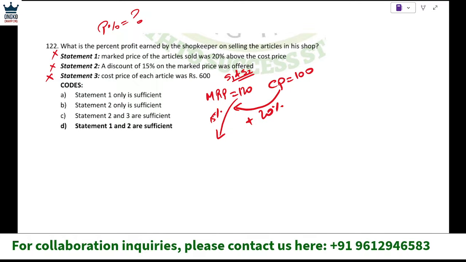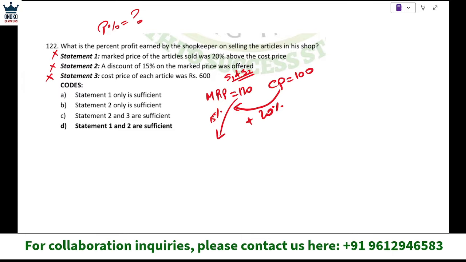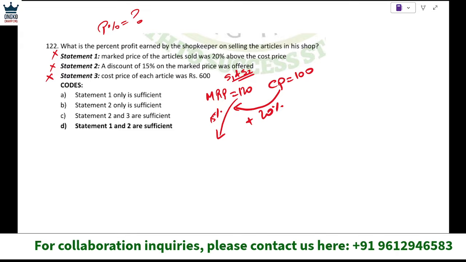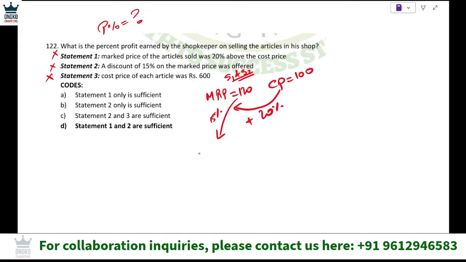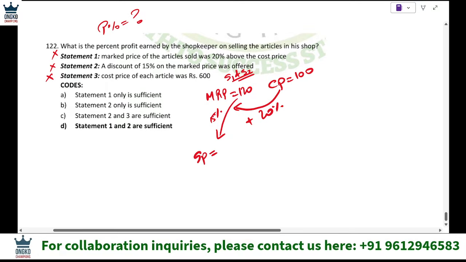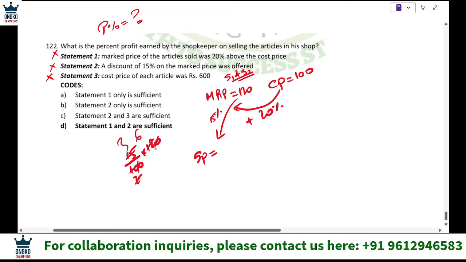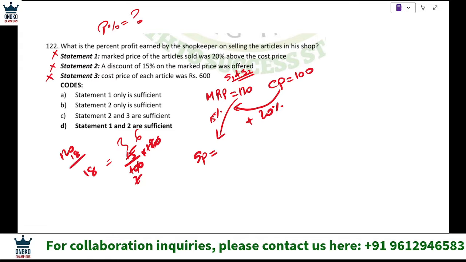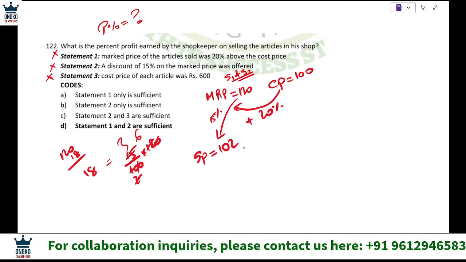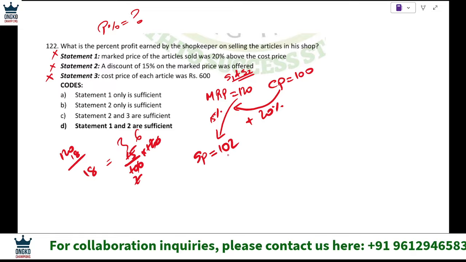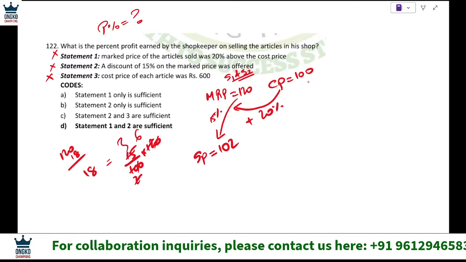If you know the concept then you can answer this question. So definitely we will get the selling price, because 15% off means 15 by 100 into 120. 5 threes, 5 twos, 2 sixes, that means 3 sixes are 18. So 120 minus 18 is 102. So the selling price is 102, and the cost price we assumed is 100.